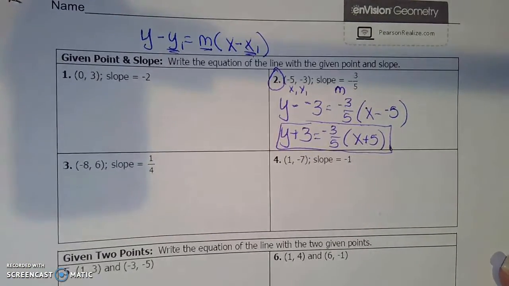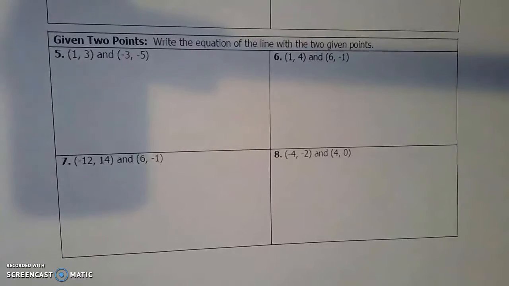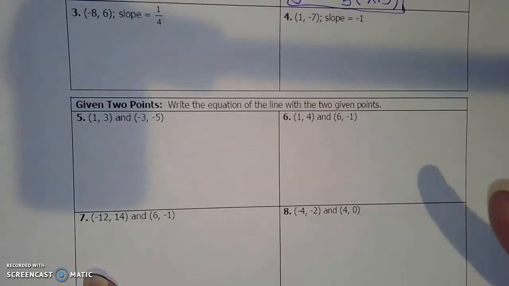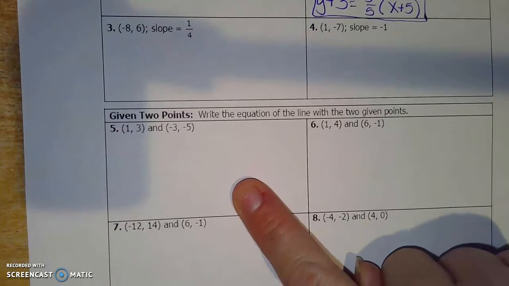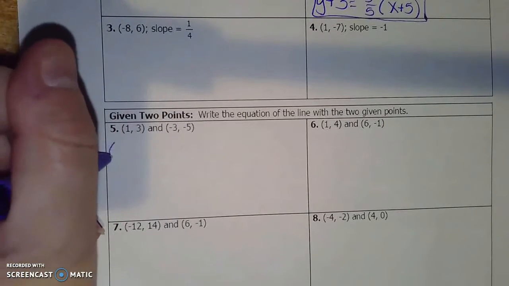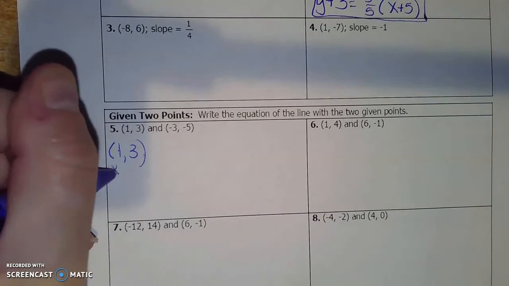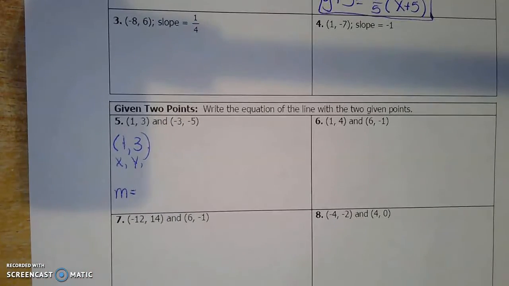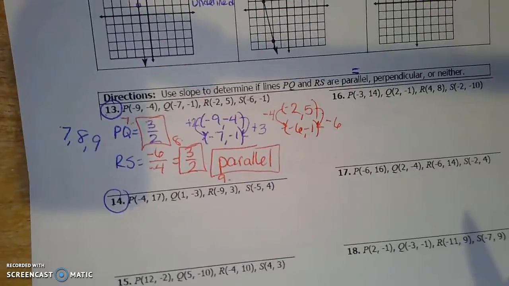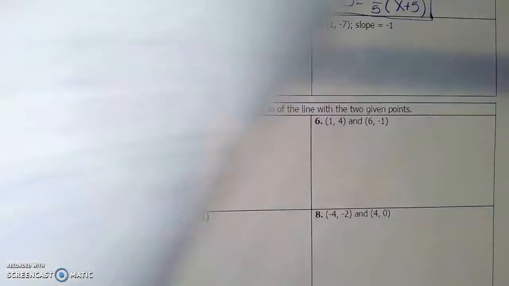And then for 5, 6, 7, and 8 on this page, you're doing the same exact thing that you did up top, except they don't give you the slope. You have to find the slope. So you're given the point. I'm going to use 1, 3 for this one as my x1, y1. You find your slope the same exact way that we found our slope when we were doing these with the parallel and perpendicular lines.